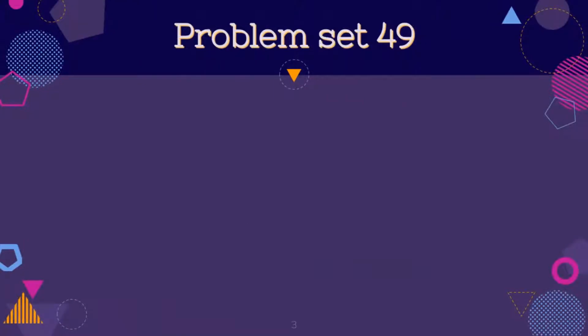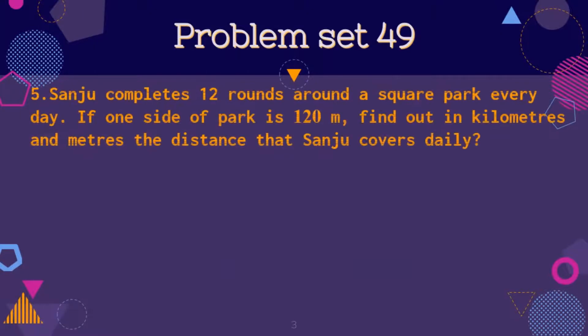Next question is, Sanju completes 12 rounds around a square park every day. If one side of park is 120 meter, find out in kilometers and meters the distance that Sanju covers daily.